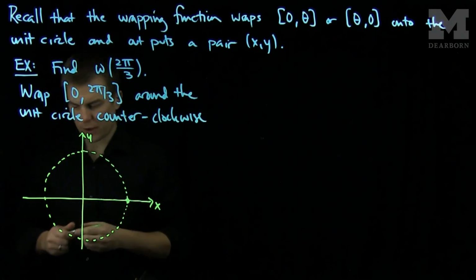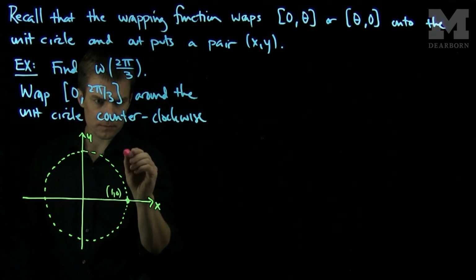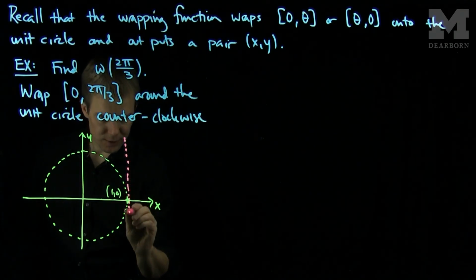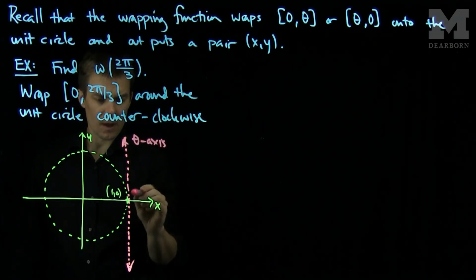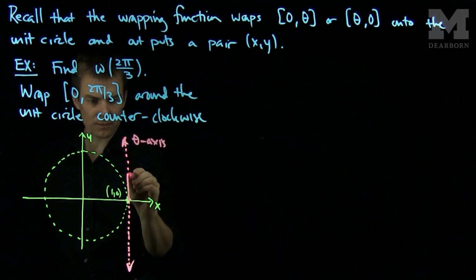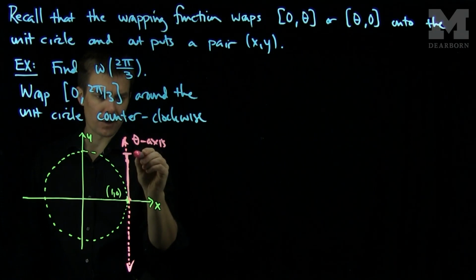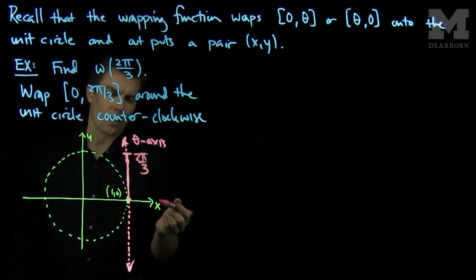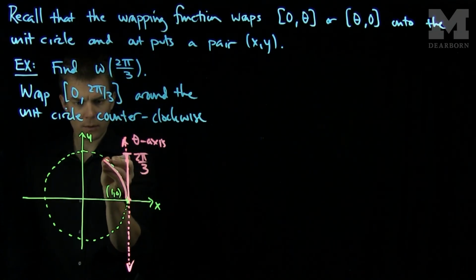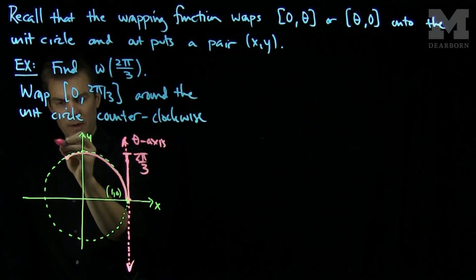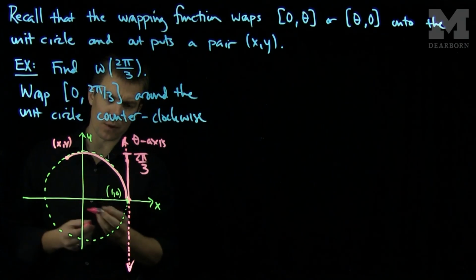To do the wrapping function, we draw the tangent line at the point (1, 0). And this is our theta axis. And we wrap from theta equals 0 up to theta equals the value 2 pi over 3. We take this length and we wrap it around the circle to a point over here, (x, y). It is not to scale in this picture, but we see exactly how we're going to get over here.